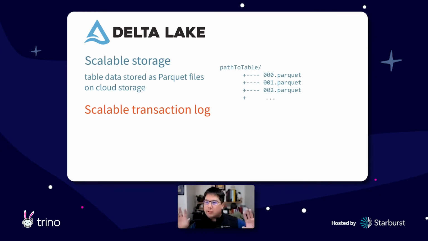Well, let's talk about the scalable storage concept first. The table data is stored as Parquet files on cloud storage. So in other words, your standard open source Parquet files, that's exactly what's inside your Delta Lake table itself. For example, you have your path to table, you have your 0000, 0001, 0002 Parquet files. These are the Parquet files that make up your scalable storage. They're sitting on cloud object storage, so that way they can scale appropriately.